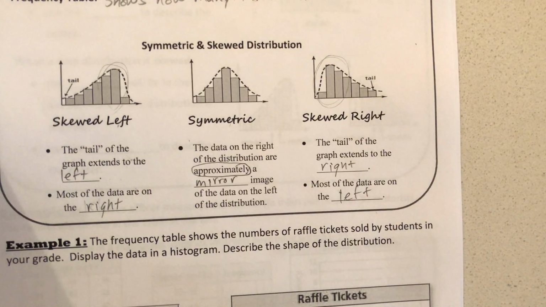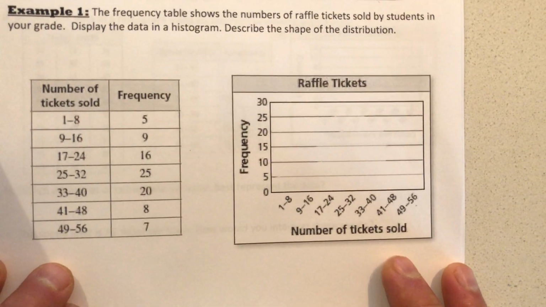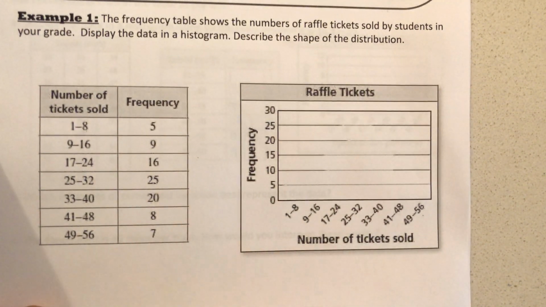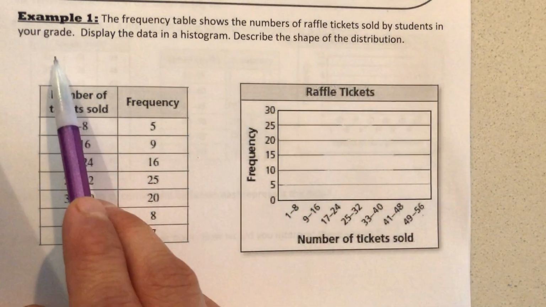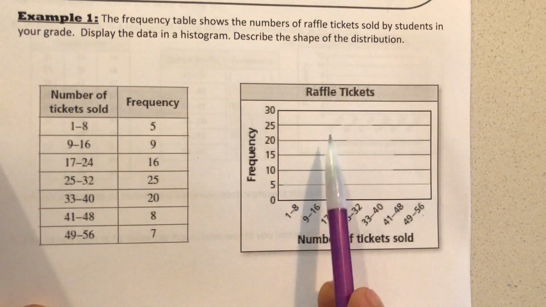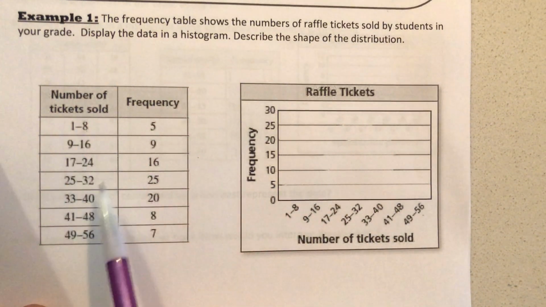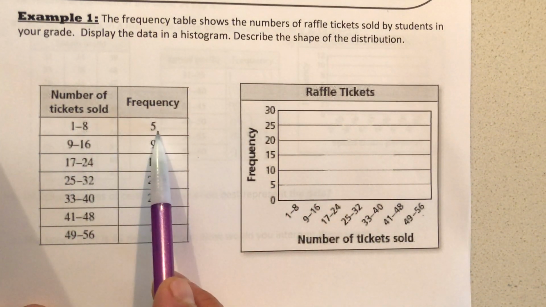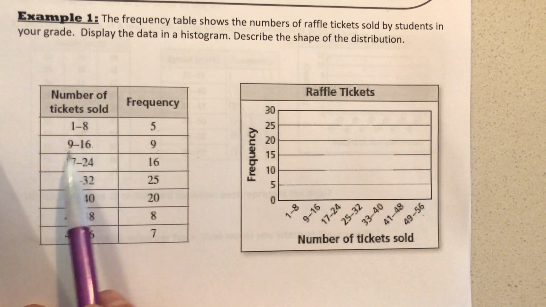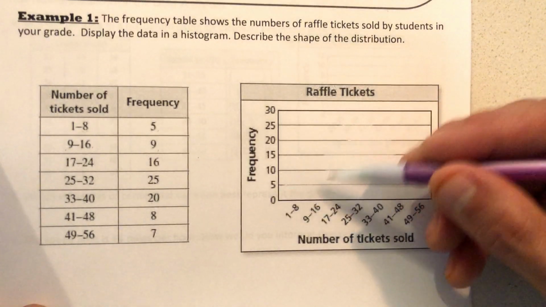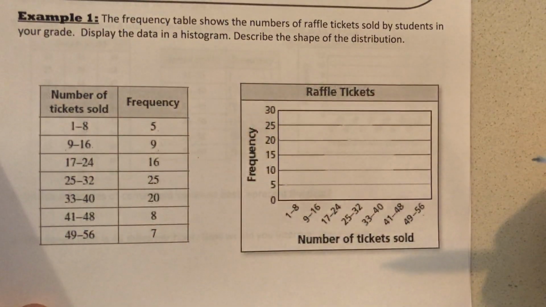All right, so let's do an example and you'll see how this works. It's actually pretty simple. So we've got a frequency table here that shows the number of raffle tickets sold by students in your grade, and we're going to draw a histogram. So we have all the information we need, that 5 people sold between 1 and 8 tickets, 9 people sold between 9 and 16, and so on. And so we're just going to make a bar graph over here that shows that.